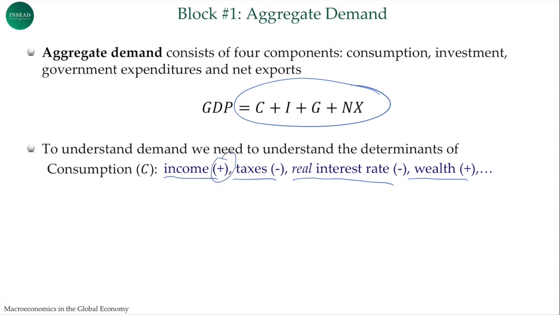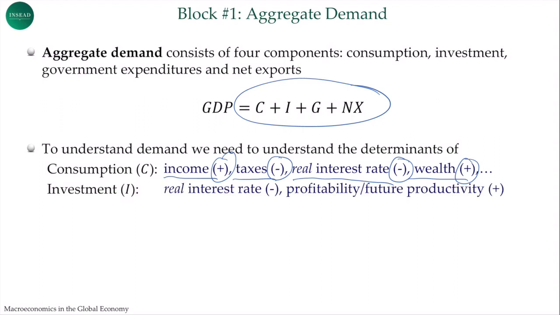Now, the signs in the brackets are telling us in which direction these variables affect consumption. So, of course, higher income means more consumption, higher taxes means lower consumption, higher interest rates mean lower consumption, and higher wealth means more consumption as well. Now we'll do the same for the other variables.